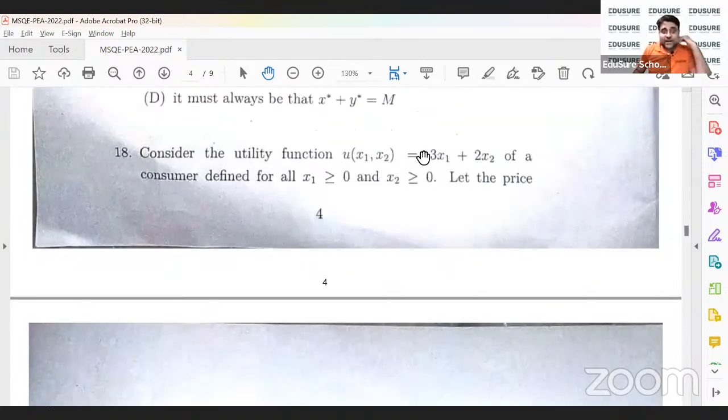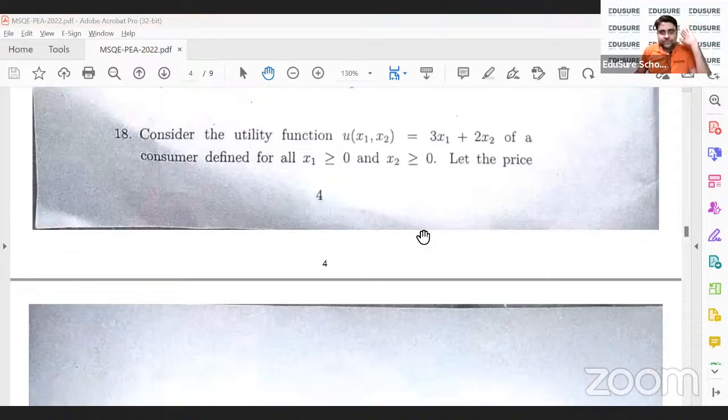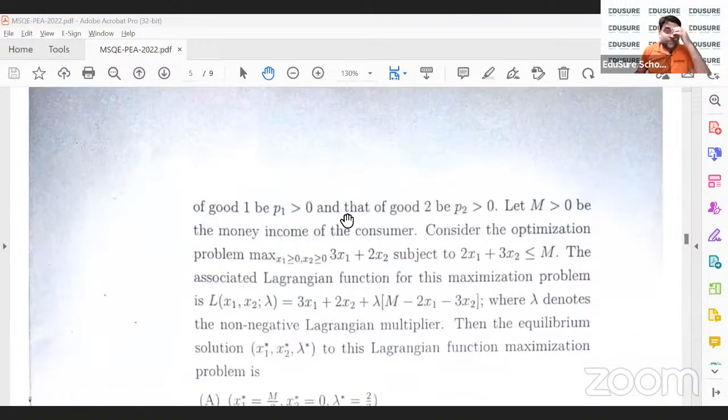What is question number 18? Consider the utility function 3x1 plus 2x2. 3x1 plus 2x2 is the utility function. It's a perfect substitute. Price is P1 and P2, both are positive. Money income is positive. Consider the optimization problem maximizing 3x1 plus 2x2 subject to 2x1 plus 3x2 less than or equal to m. This equality will hold because both are good commodities.